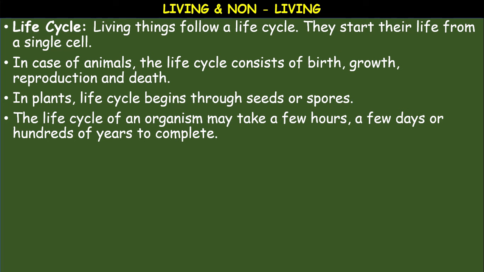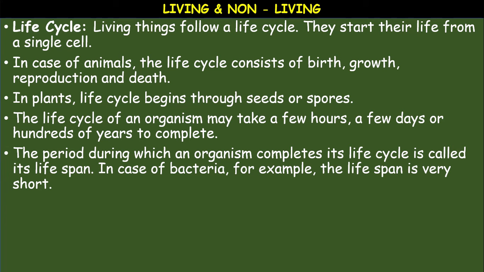And if it is a non-flowering plant, it produces microscopic structures called spores. Spores are the units of asexual reproduction. These spores will germinate and produce baby plants. Again they grow, again they form the sporangium, the spore bearing bodies. The life cycle of an organism may take a few hours, a few days or hundreds of years to complete. The life cycle is specific in the organisms.